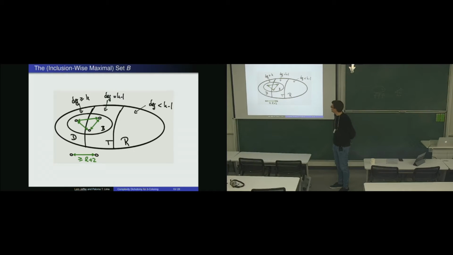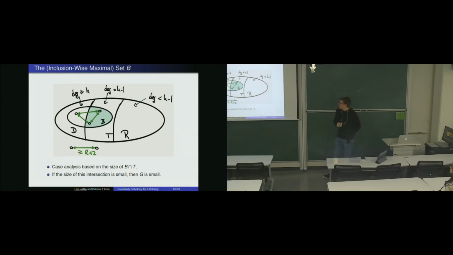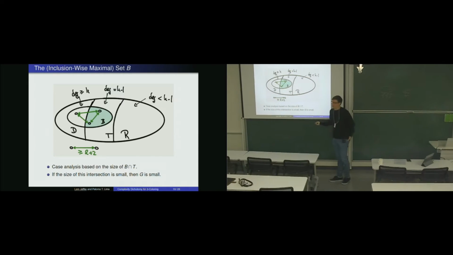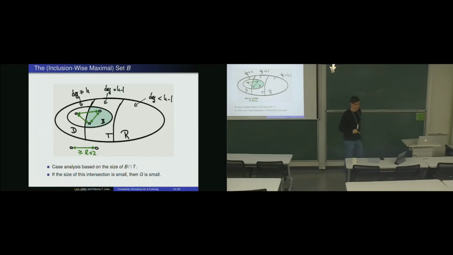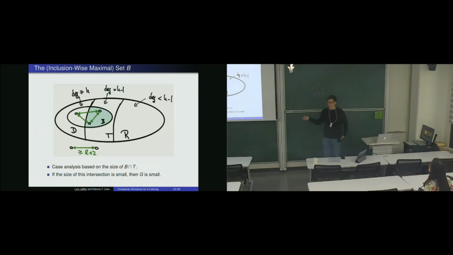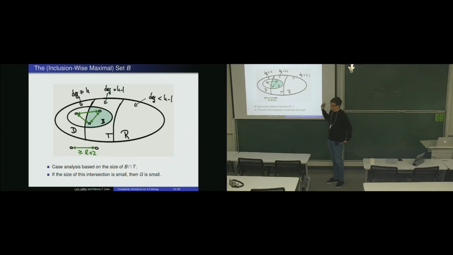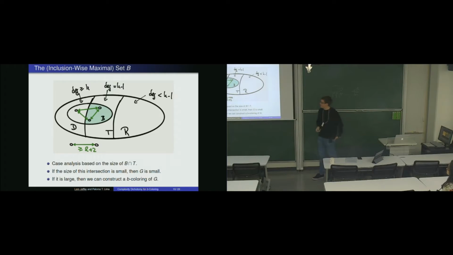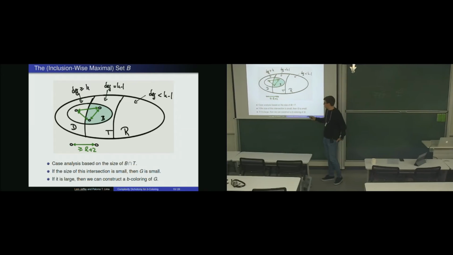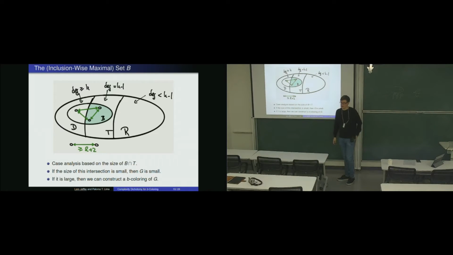Okay. Now what we do is a case analysis based on the size of the intersection of B with T. And then we show that if the size of this intersection is small, then our graph is actually small. Where in this case small means the number of vertices is bounded by a function of the maximum degree and L. And if the size is large, then we will show that we can actually construct a b-coloring of G in any case.